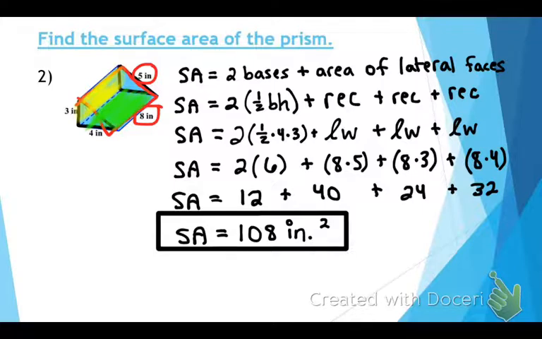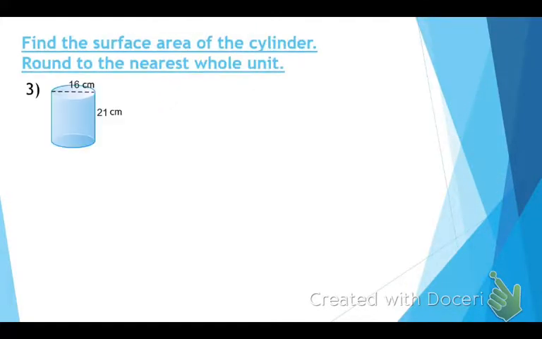All right, so those are the 2 kinds of prisms you might find on your quiz this week, a rectangular prism or a triangular prism. We also have another shape that we've talked about, and that's finding the surface area of a cylinder.